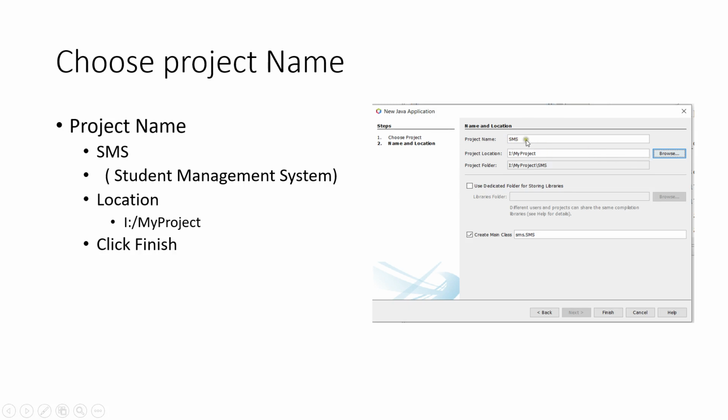Then I have to save this project in that newly created folder. For that, click over Browse. Choose the folder where you decided to put all your files. The entry point, the main class, is selected by default. It is sms.sms. Then click over the Finish button.